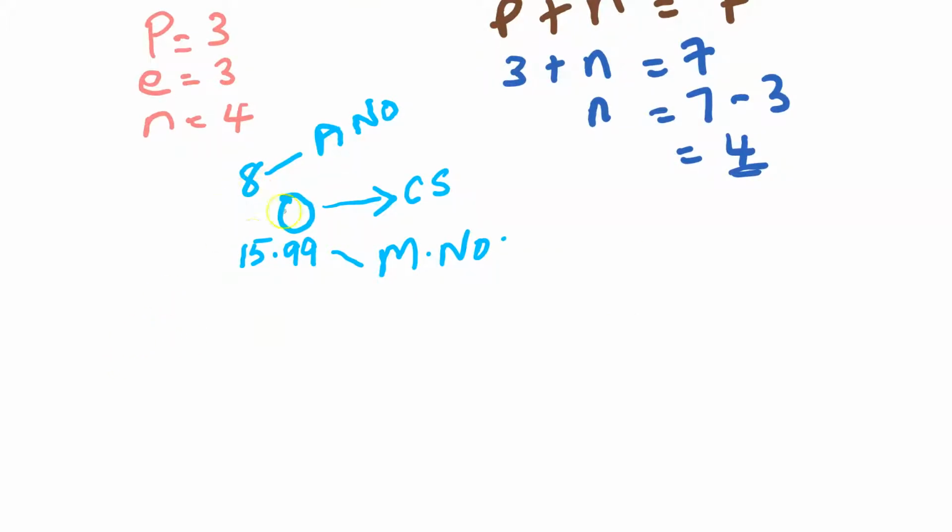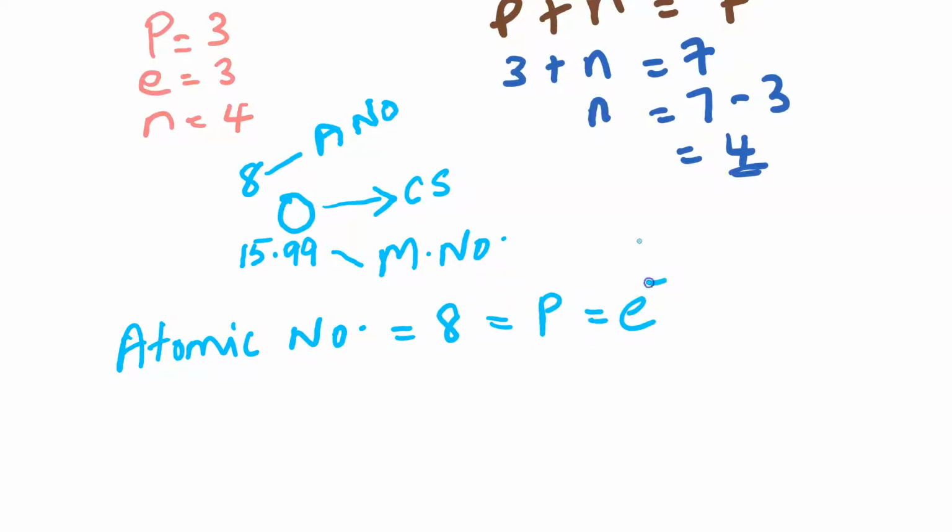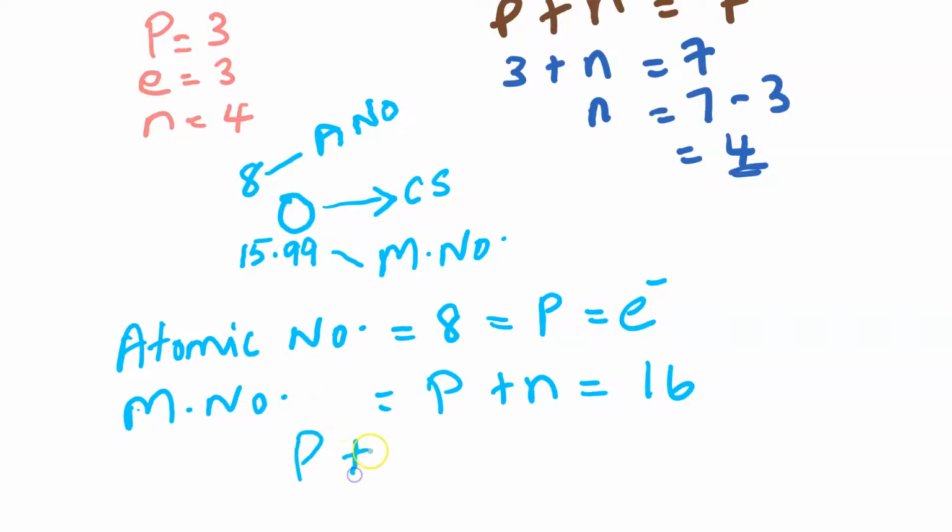Again, if I know the atomic number is 8, what does that mean? That means I have 8 electrons and 8 protons. Mass number means protons plus neutrons equals 16. So how do I find the number of neutrons? I know the atomic number, I know the mass number. How do I find the number of neutrons?